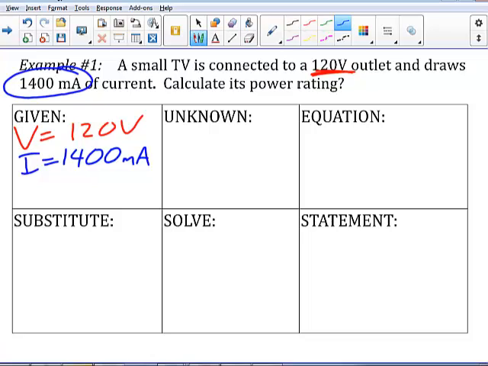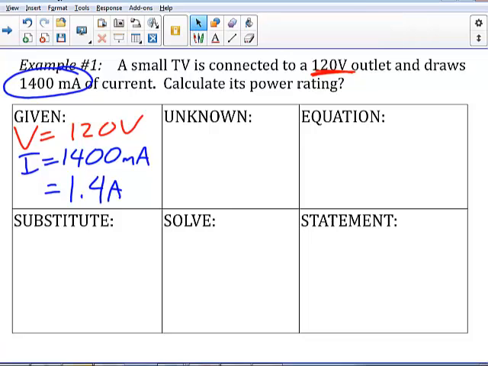So what you'll have realized is that there's 1,000 millimeters in 1 meter. Well, there's 1,000 milliamps in 1 amp. So 1,400 milliamps is also 1.4 amps. When you're converting from milliamps to amps, just like we did in class, you need to move the decimal point once, twice, 3 times.